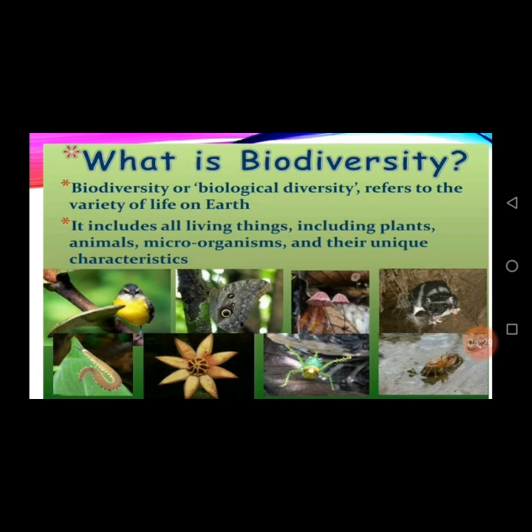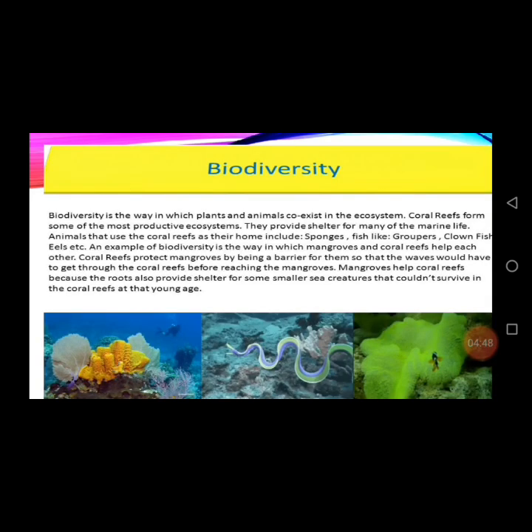So it also includes all living things, including plants, animals, microorganisms, and their unique characteristics. That's what characterizes them to be an individual in their immediate environment. So we'll be looking at this and lots more. Okay, this picture also tells us more about biodiversity.